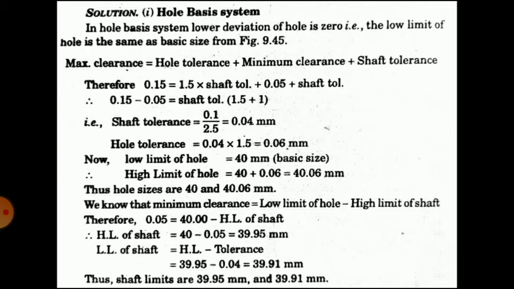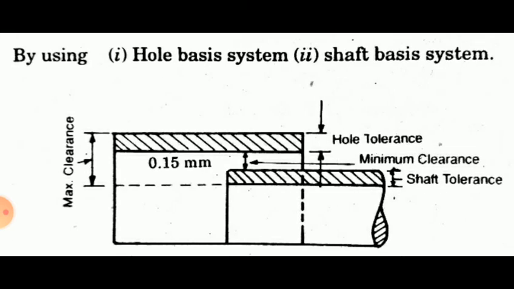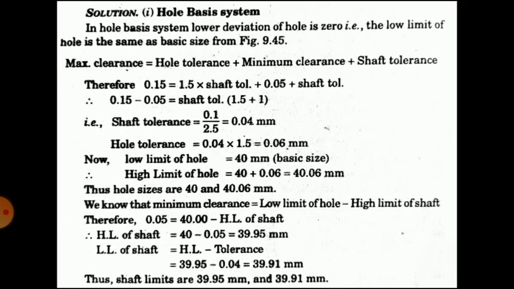Now we know that the minimum clearance is equal to the lower limit of the hole minus the higher limit of the shaft. So you can see here. Therefore, put the values in that. So you will get the higher limit of the shaft, that will be equal to 40 minus 0.05, that is 39.95 mm, and the lower limit of the shaft will be equal to higher limit minus tolerance, equal to 39.91 mm. So the shaft limits are 39.95 and 39.91 mm.